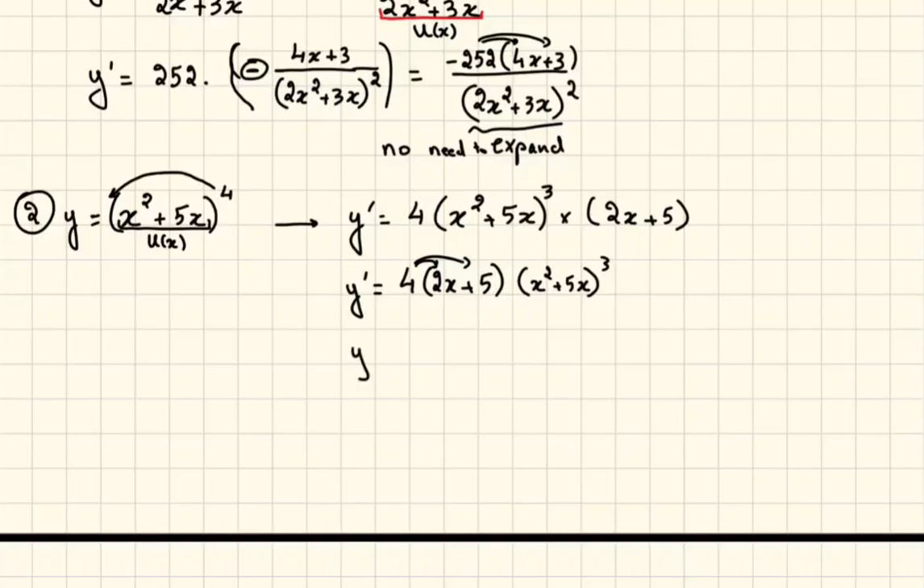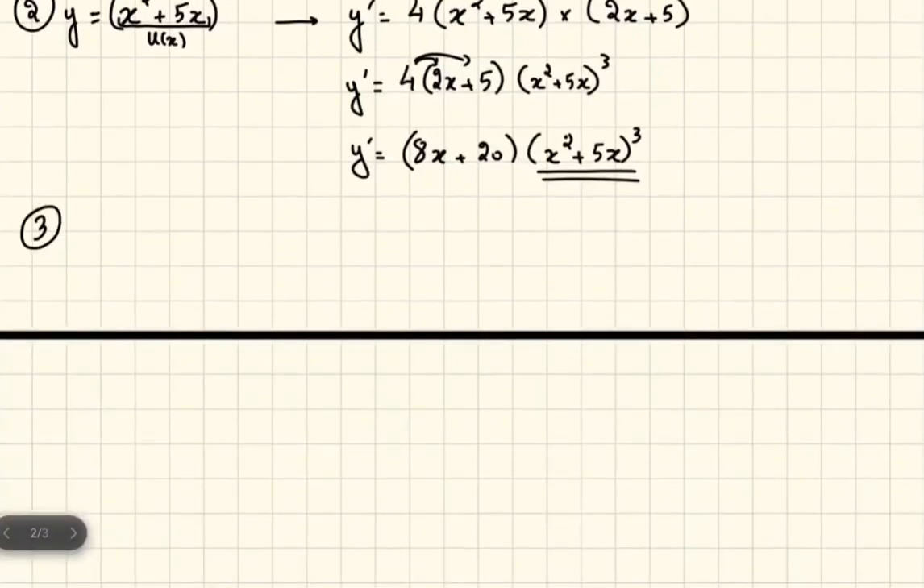Alright, so if I want to do it, it becomes 8x plus 20 multiplied by this. And this is your final answer. They will never ask you to expand. So that's it.